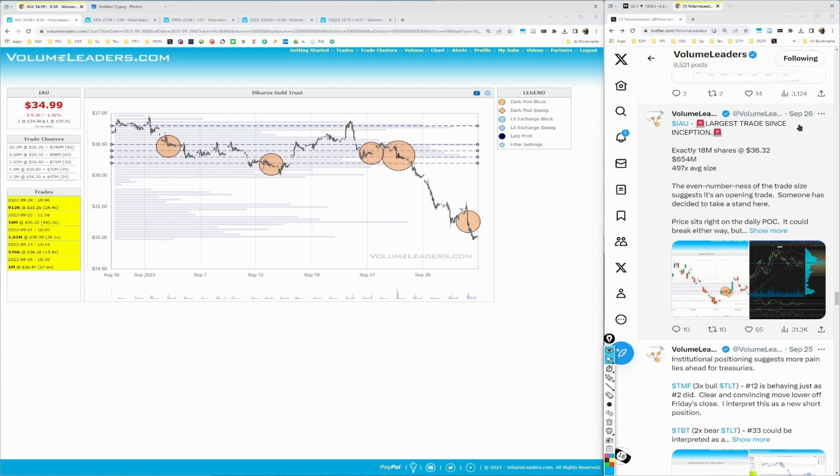So this was the largest trade since inception, tweeted on September 26th. The time zone for my browser is Australian time, so it may have been the 25th, but let us not worry about that. Let us then look across at the Volume Leaders chart for IAU. And you can see over the month of September, there were some very, very large trades.